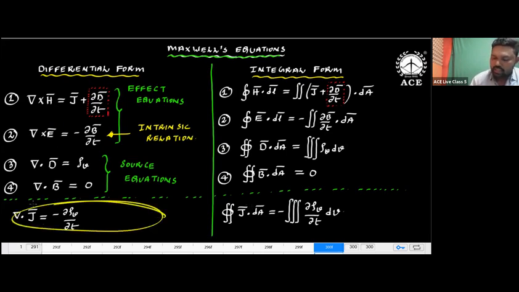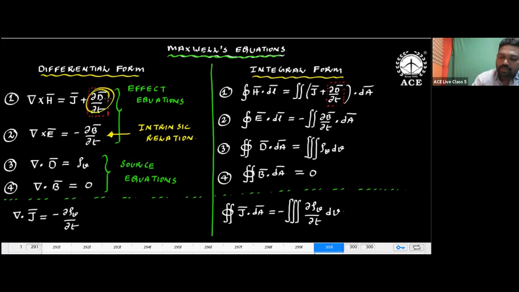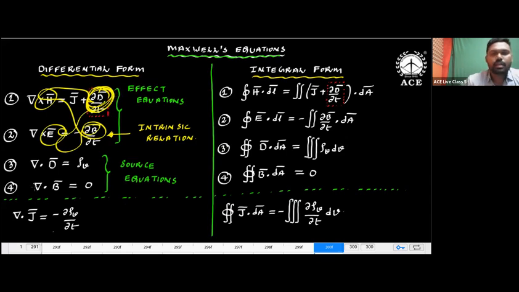And what is this continuity equation, beta? Because of this continuity equation, you are having this displacement current. Because of this displacement current, there will be what is called an EM phenomena. I'll repeat again.